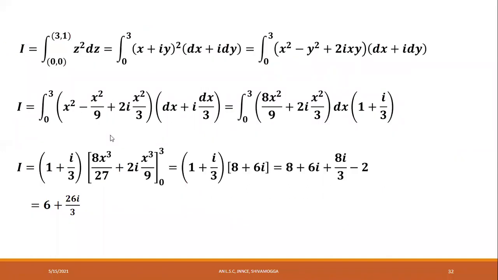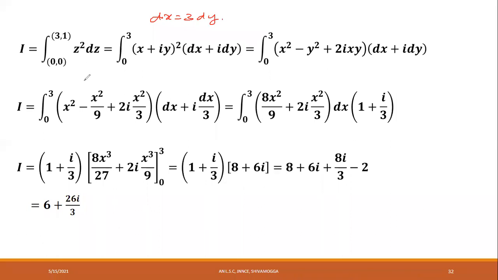You just obtained dx is equal to 3 into dy. What was the given integral? The given integral is the integral over C, where C is a straight line joining (0, 0) and (3, 1).